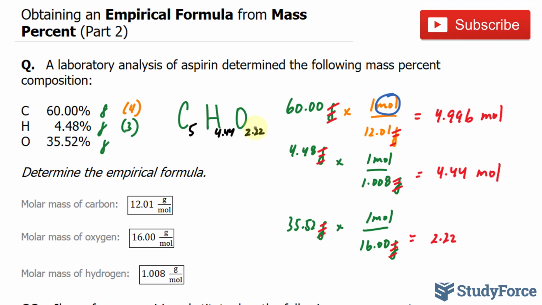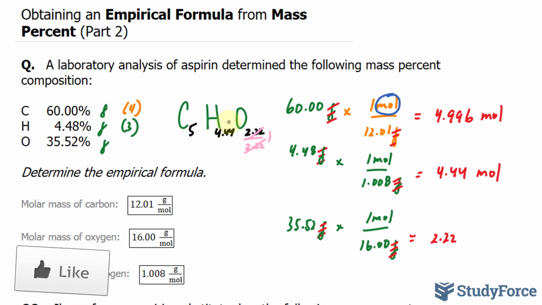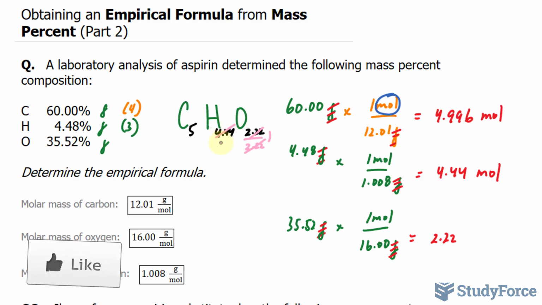Notice that these numbers are decimals, and normally when you look at a chemical compound, its formula, the subscripts are integers, they're whole numbers. So to do that, what I will do is take the smallest of these subscripts, which is 2.22, and divide each of the subscripts by that. Look what happens. If I divide this by 2.22, it becomes 1. That means we have 1 oxygen atom so far. Let's divide 4.44 by 2.22. In fact, if you do that, you should end up with 2.